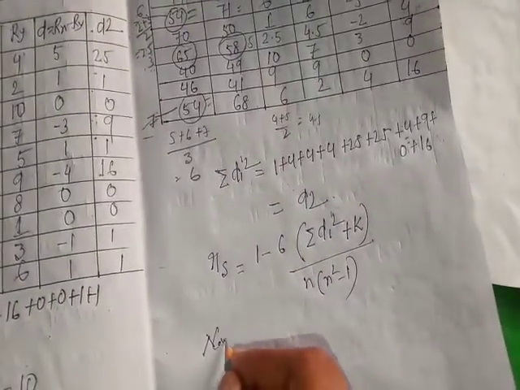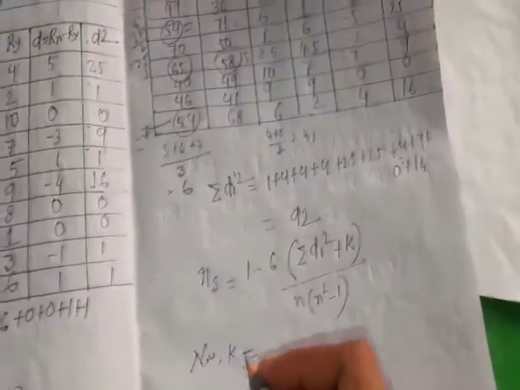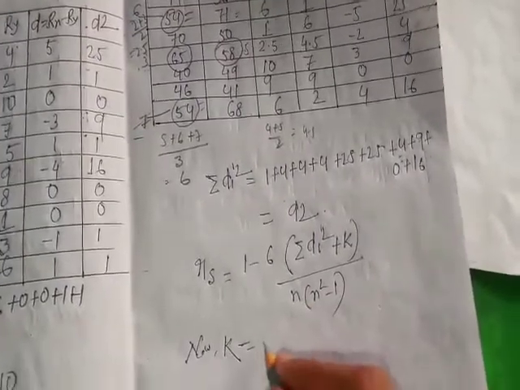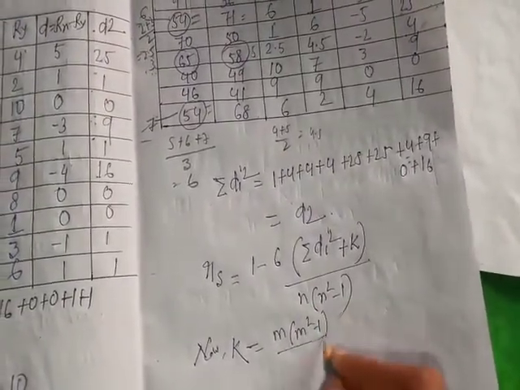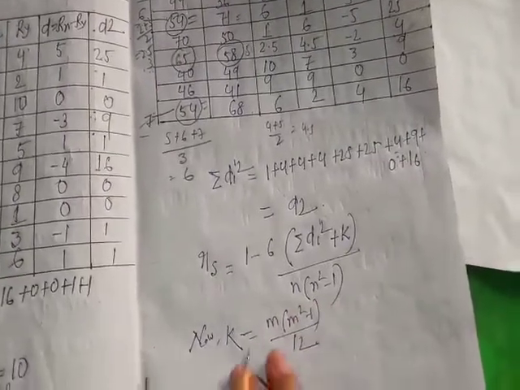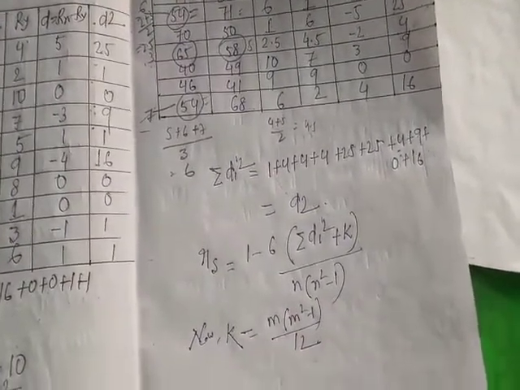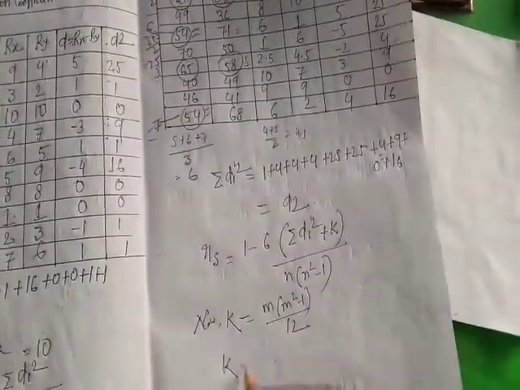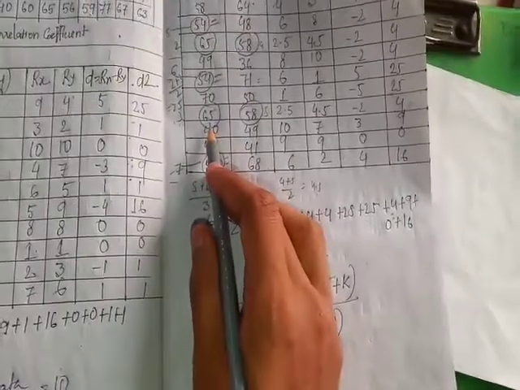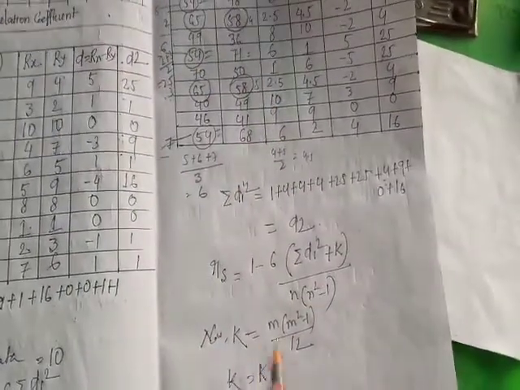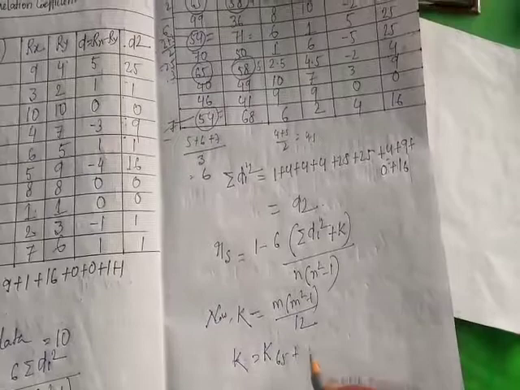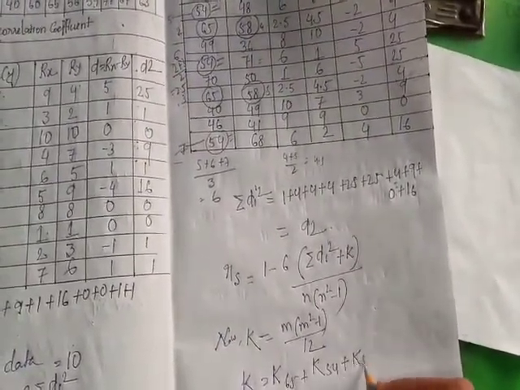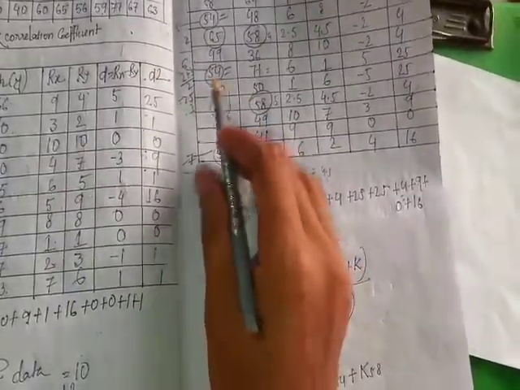Now we find k. k is m into (m square minus 1) by 12, where m is the number of times a term is repeated. In our problem, 3 numbers are repeated. So let k equal to the term for 65 plus the term for 54 plus the term for 58. Here 3 numbers are repeated: 65, 54 and 58.